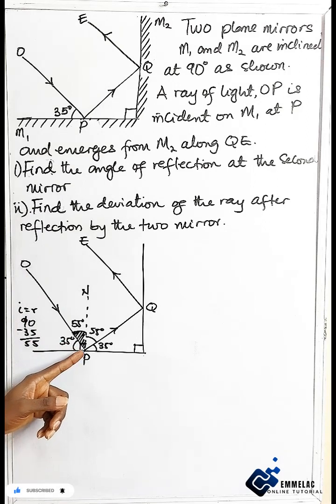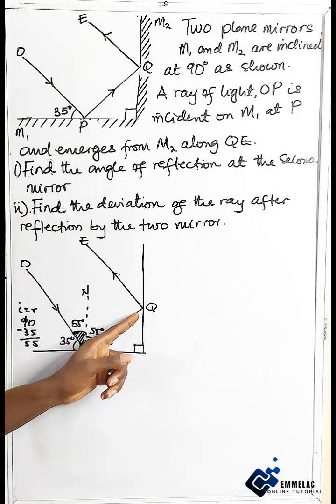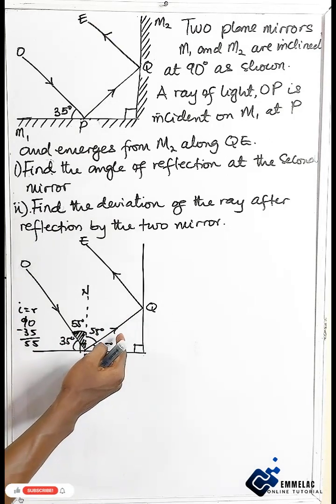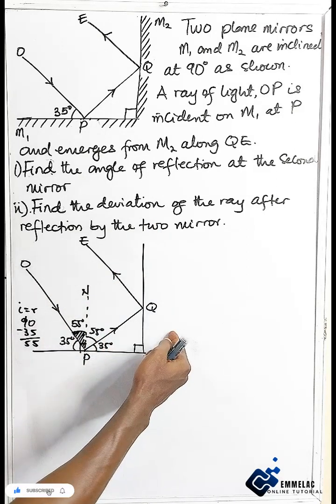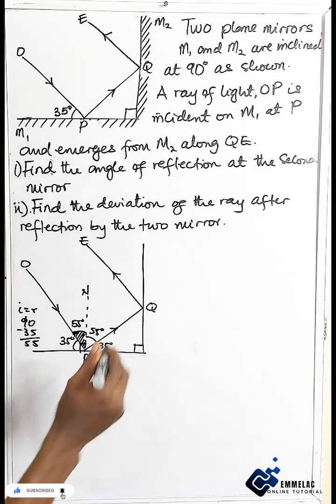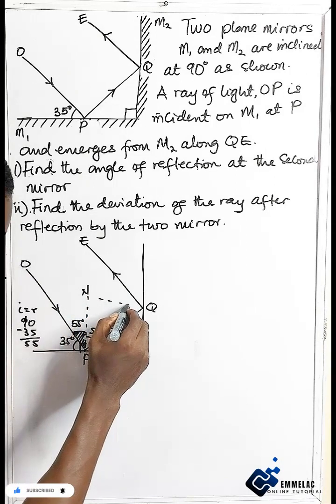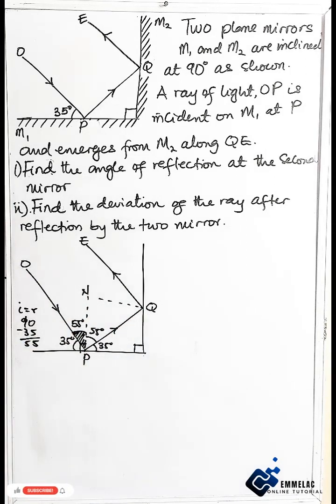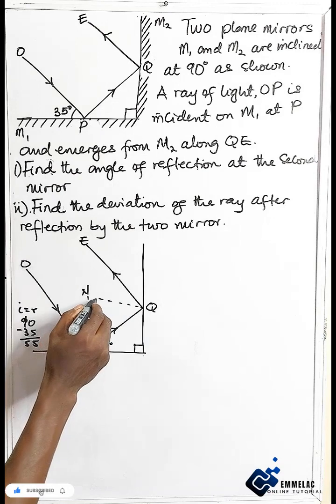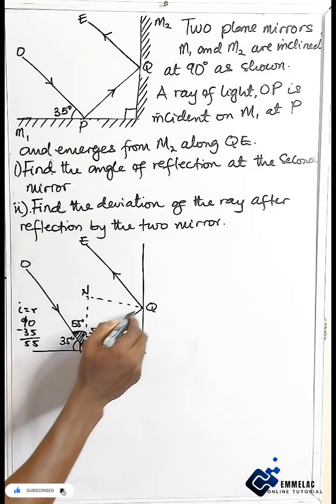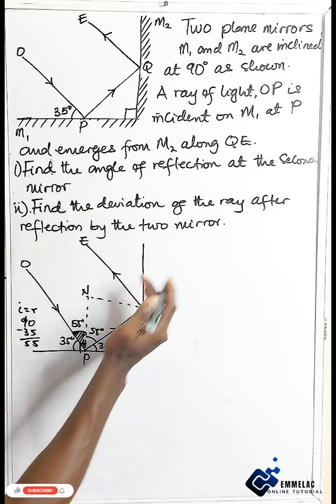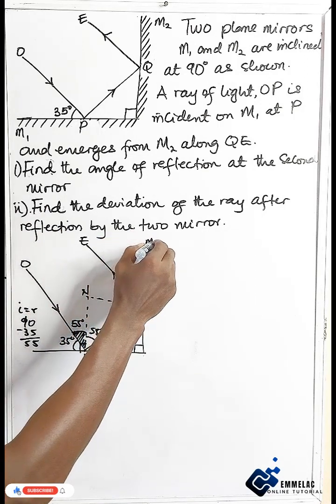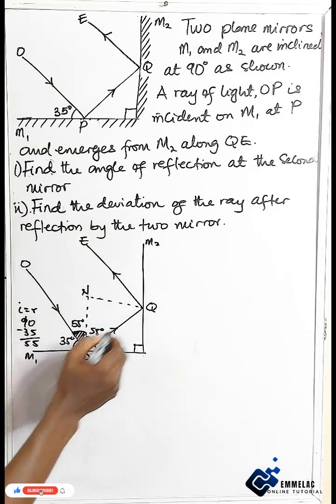Now, it strikes here as it reflects towards this end. On getting to this mirror here, this ray becomes the incident ray on the second mirror. So on striking here, it implies also that here is the normal. Okay, all right, now to this part here, take note, as it moves here and left, the incident ray for mirror 2, that is M2, here this is M1, is this ray.